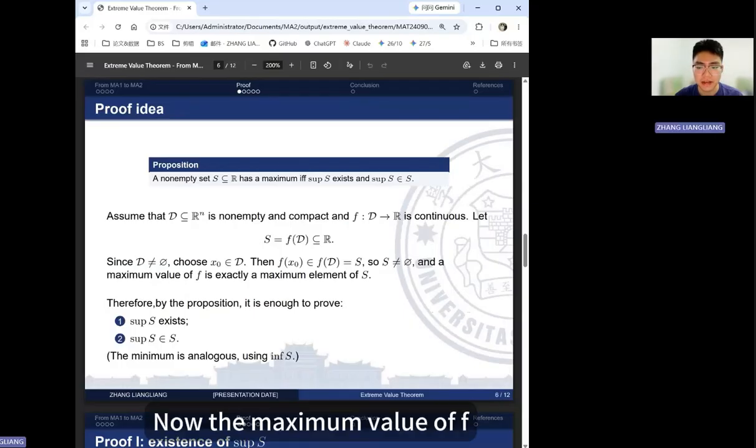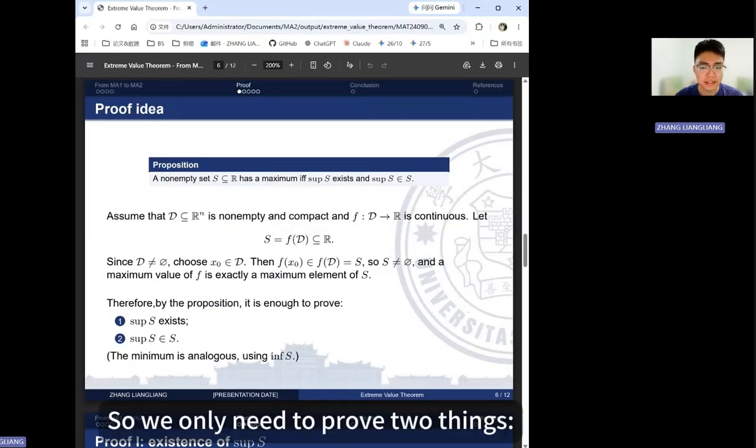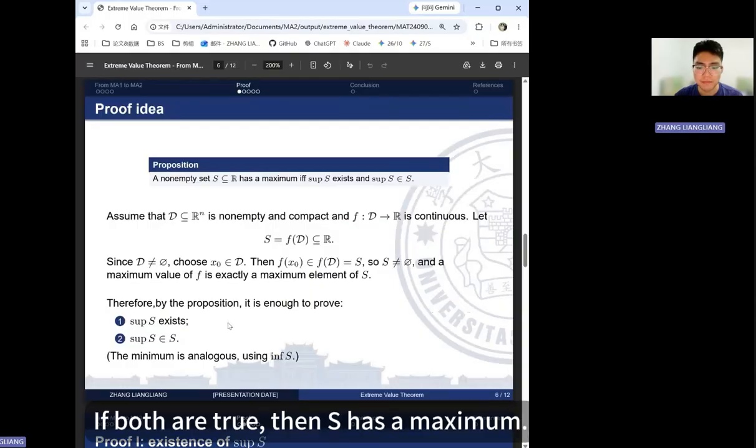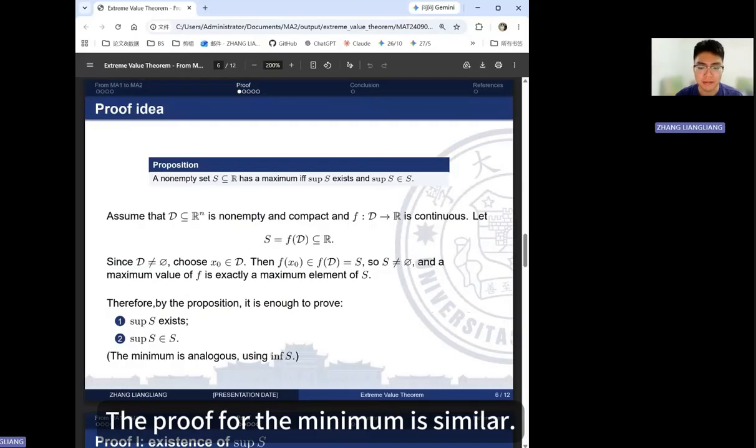Now the maximum value of f is just the maximum element of S. So we only need to prove two things. First, sup S exists. Second, sup S is in S. If both are true, then S has a maximum. The proof for the minimum is similar.